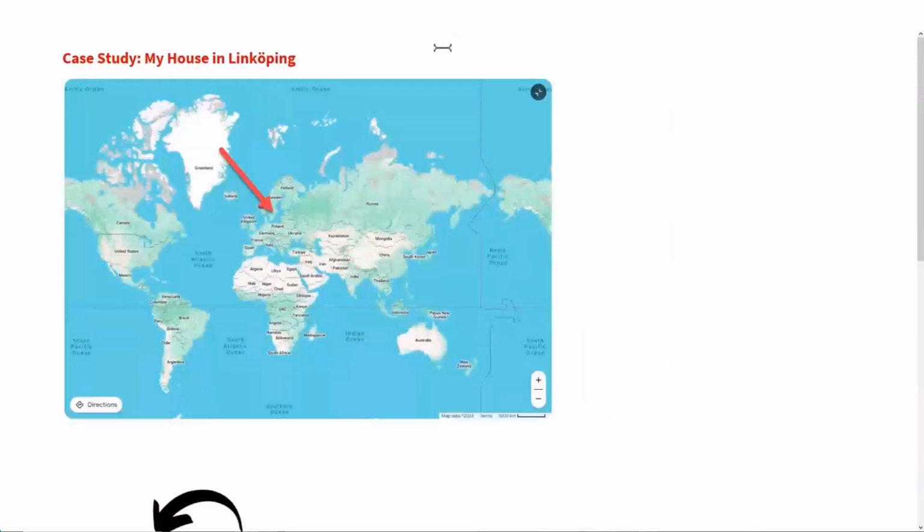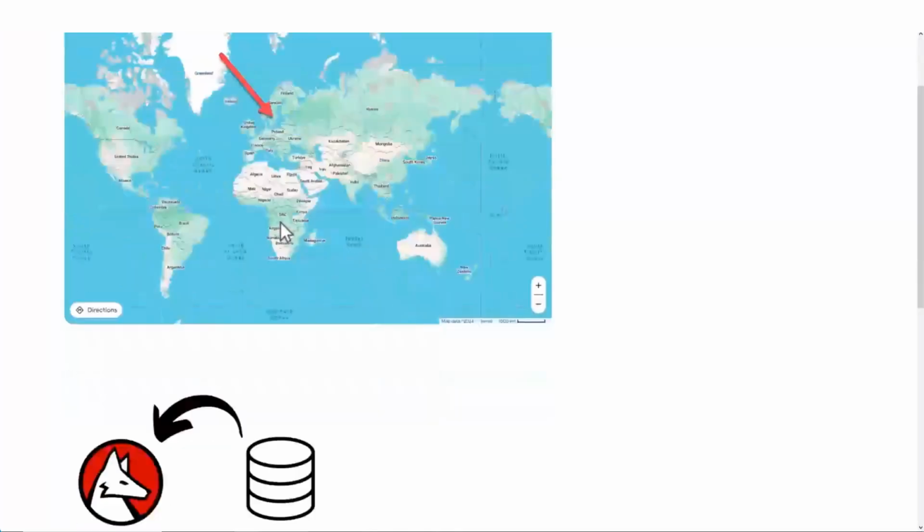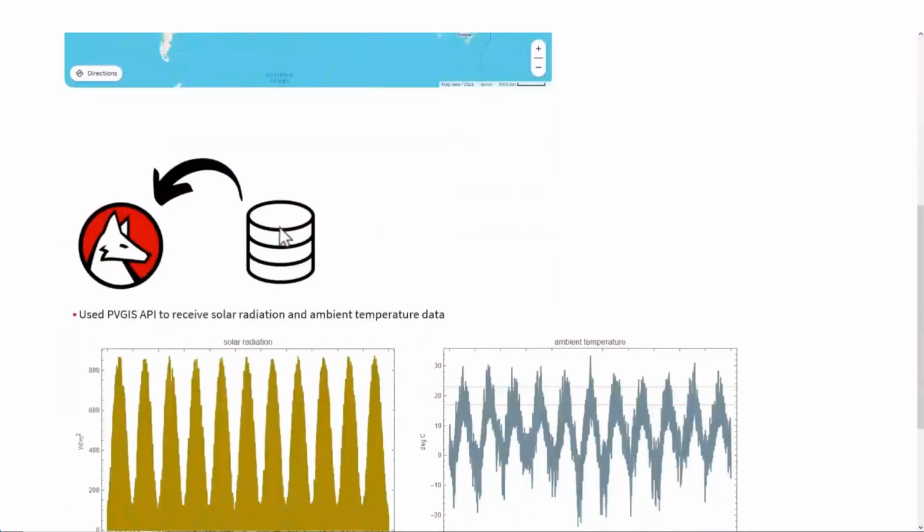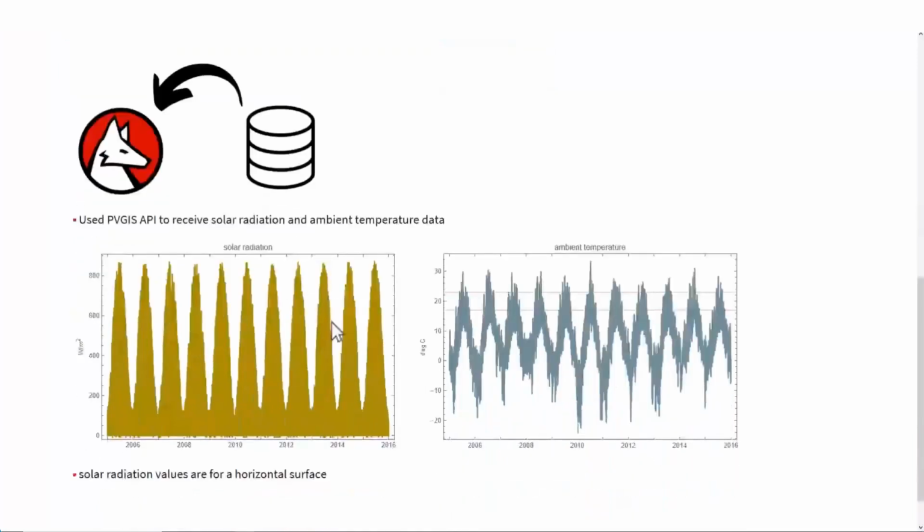We will use my own house in Linköping as a case study and assume a roof area of 100 square meters. For those unfamiliar with Linköping, it is in Sweden and 200 kilometers from Stockholm. To start with the analysis, we need the climatic conditions of my location. Primarily, we need data on solar radiation and ambient temperature data. I collected this data for 10 years from 2005 to 2015 using the free PVGIS tool, which provides hourly solar energy data and other climatic data for any geographic location.